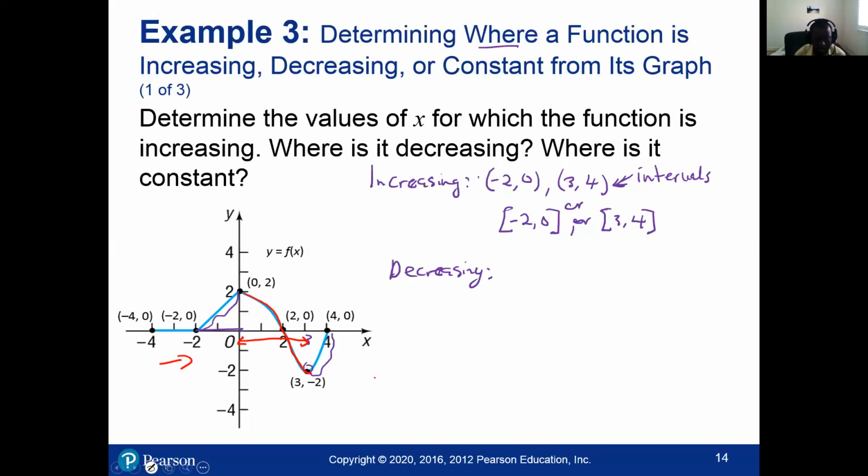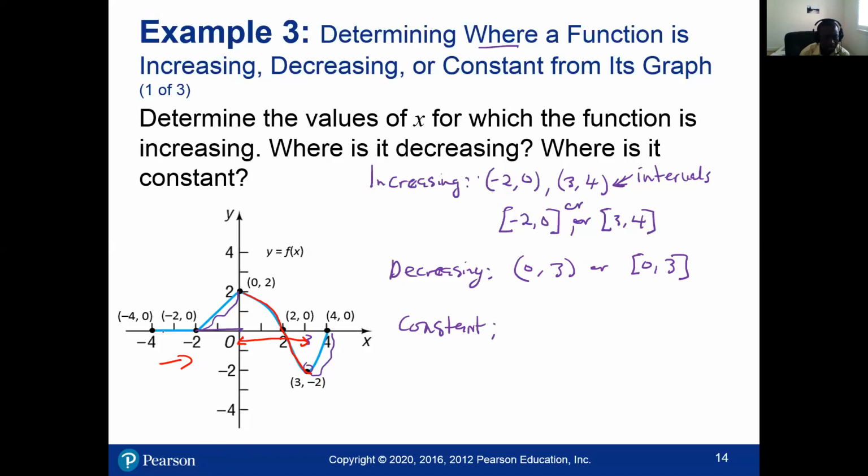So this is going to be the answer: it's going from 0 to positive 3. Or you can write it using brackets, 0 to 3. Okay, then where is it flat? That is constant.